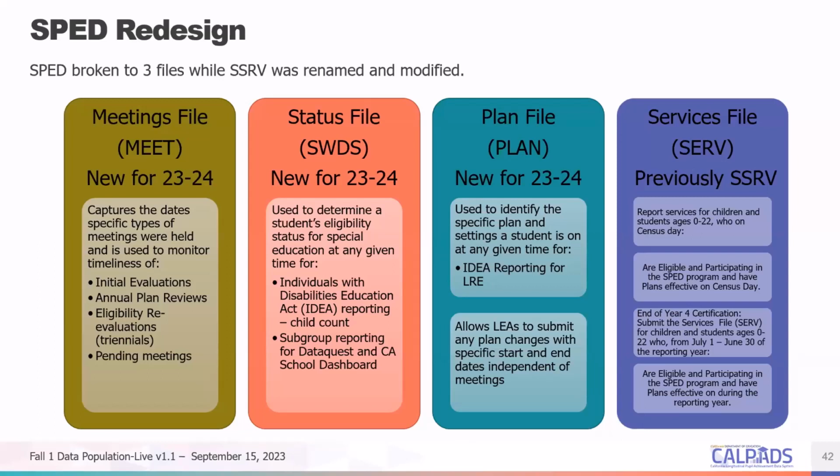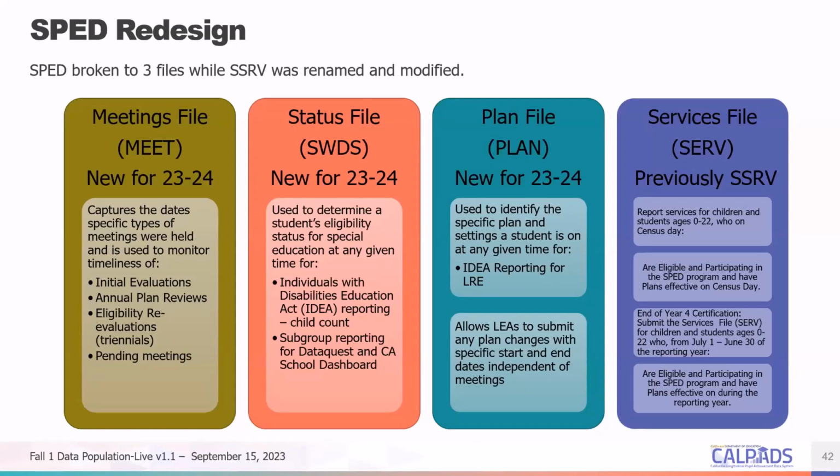The Students with Disability Status, or SWDS, file is intended to determine a student's eligibility for and participation in the special education program at any given time. This is in line with the Individuals with Disabilities Education Act reporting, or IDEA reporting, as well as DataQuest and the California School Dashboard.